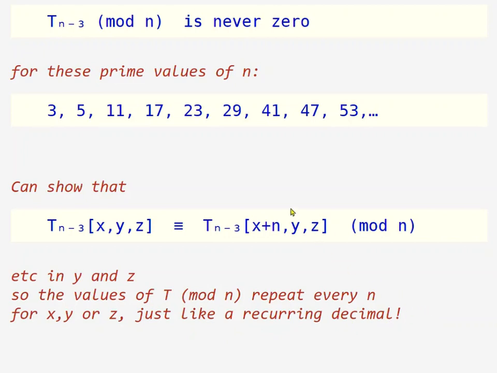So if we want to investigate all the possible values of the t tracer mod n, we only need to actually look at all the values from 1 to n for each of x, y and z. That's like a cube, n by n by n. And those values repeat for every n.